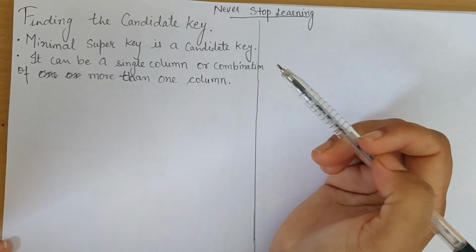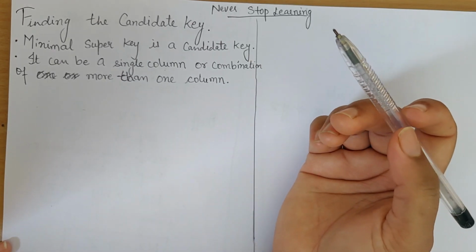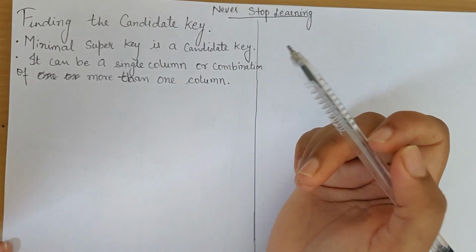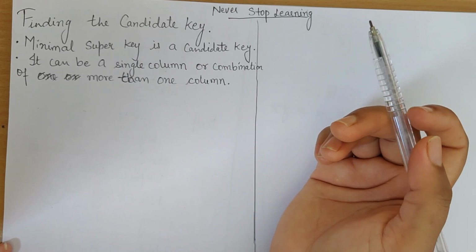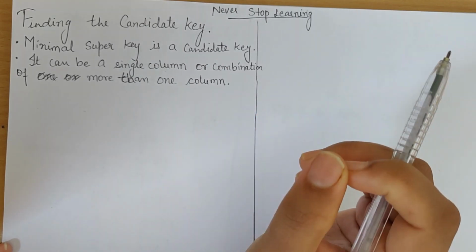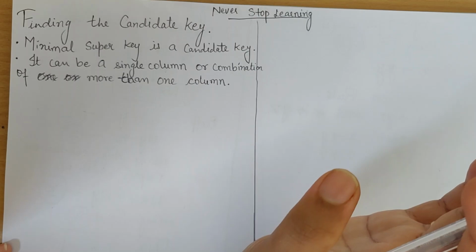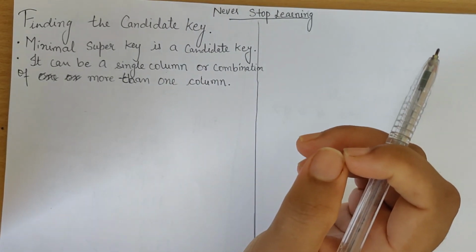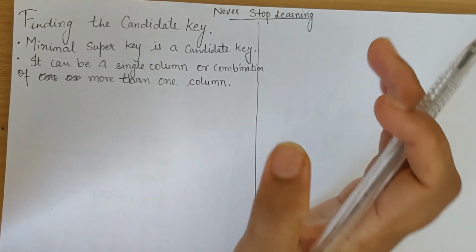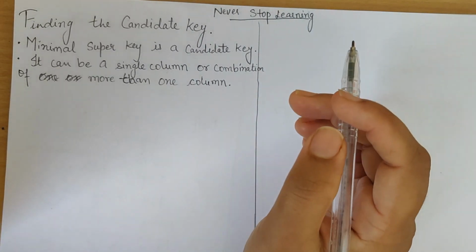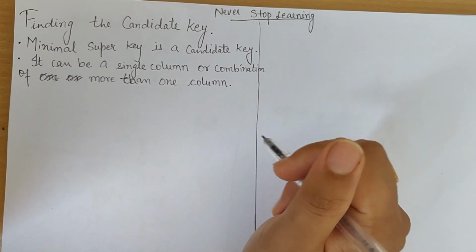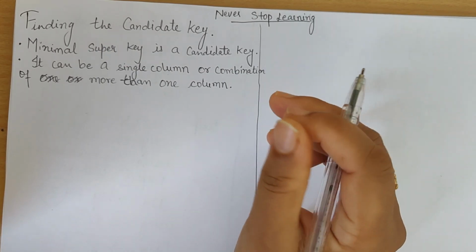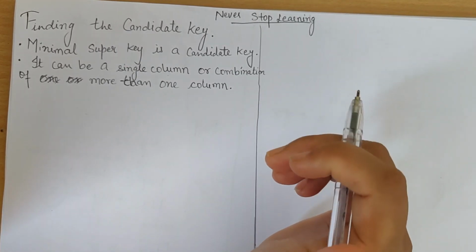Already we know that a candidate key is a minimal super key. A candidate key can be a single column or a combination of more than one column, and the main thing is it should uniquely identify all the records of your relation. Then we will call it a candidate key. In this lecture, I will be discussing the conventional way to find the candidate key. In the next lecture, I will come with short tricks so you can find candidate keys quickly.